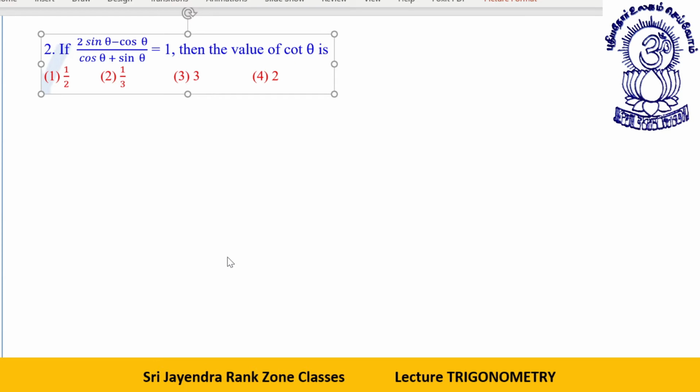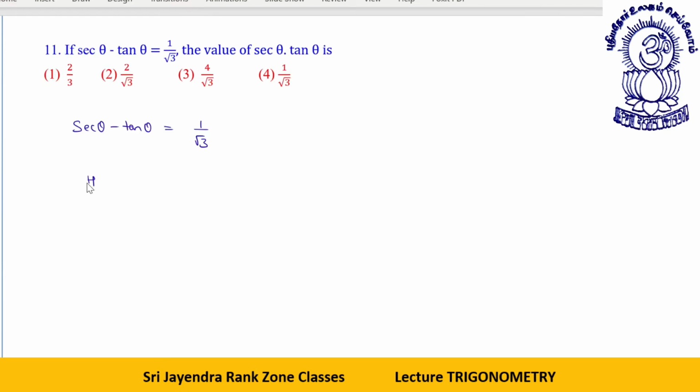Sec theta is hypotenuse by base minus perpendicular by base, which is equal to 1 by root 3. I can say this is (H minus P) by B equal to 1 by root 3. Can I read this as 2 minus 1? Now all the things fall in line. This is H, this is B, and P is 1. So you have got a triplet 1, root 3, and 2.